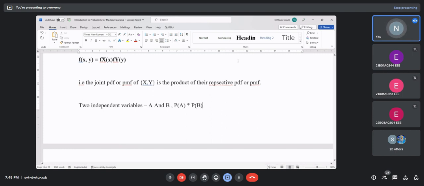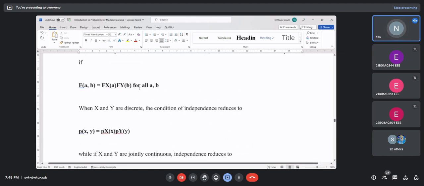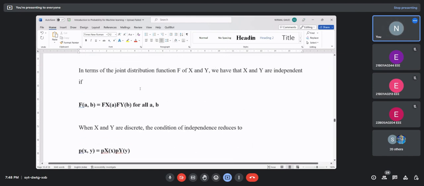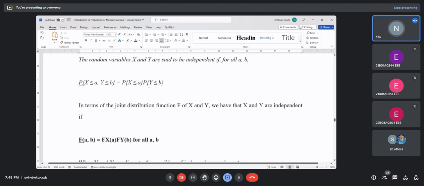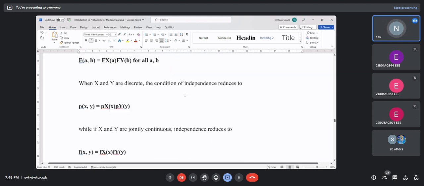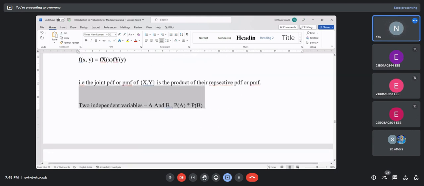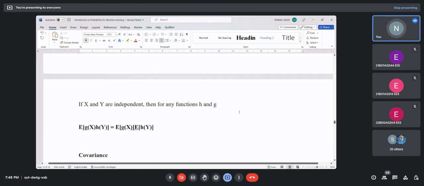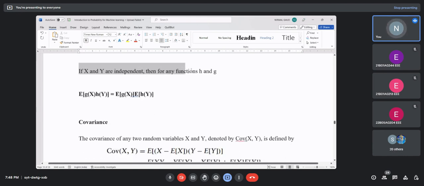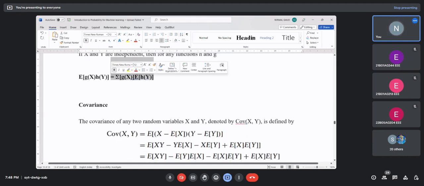That's the independent case, and it's very important to understand, because in most of our studies we are going to use it. That's what is mentioned here in the formula, and what I have written for the two independent variables: just multiply them individually. So if x and y are independent of each other, the result is egx into ehy.